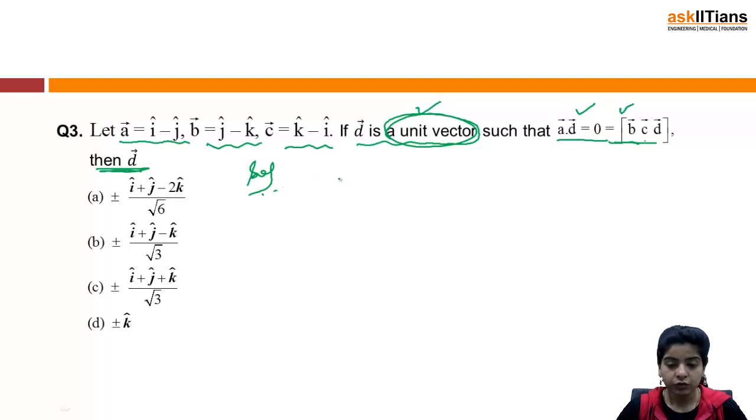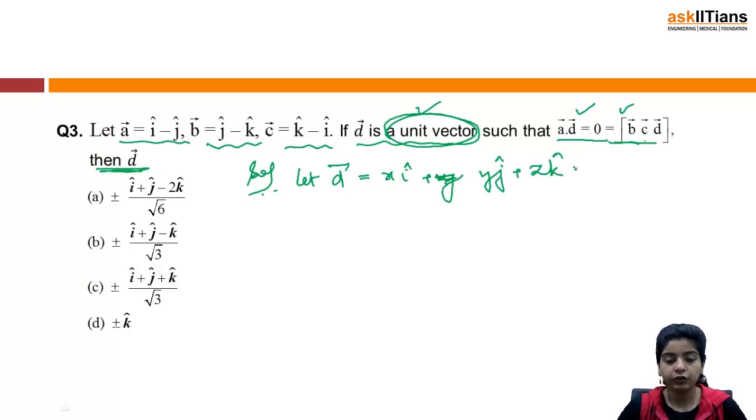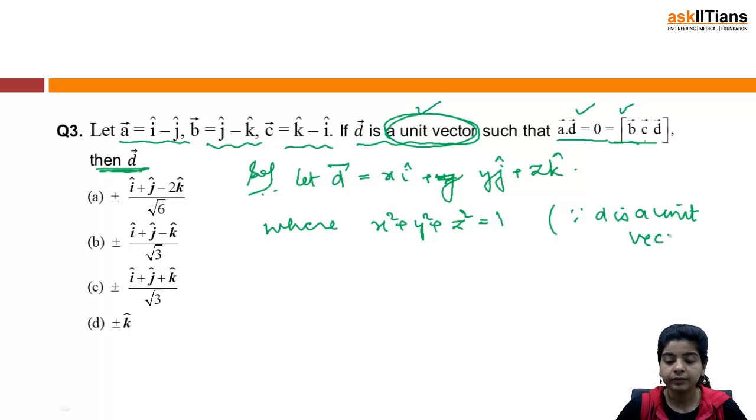So let's proceed. First of all, let me assume that my D vector is of the form xi plus yj plus zk. Given that D is a unit vector, that would mean that x square plus y square plus z square would be equal to 1, since D is a unit vector, right? Now, the given conditions are dot product of A and D is 0, which is equal to the scalar triple product of B, C, D.